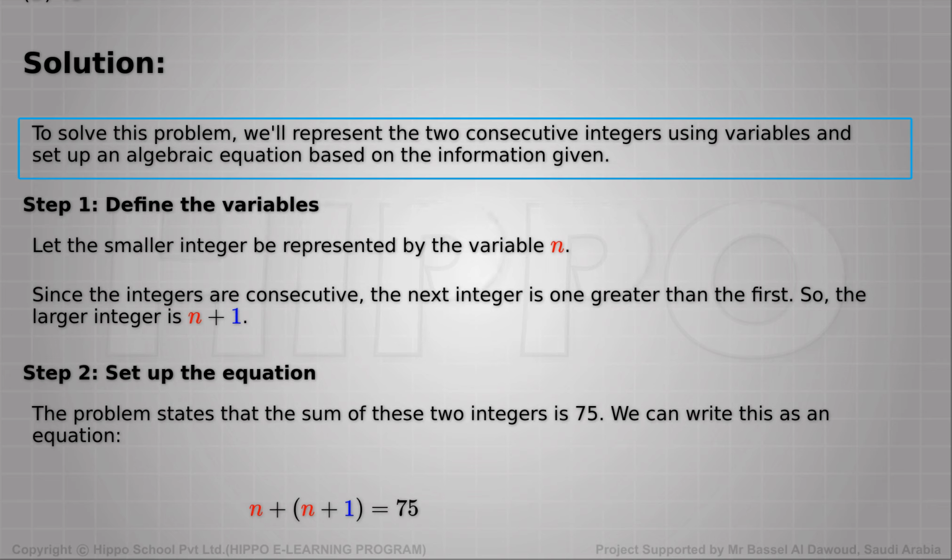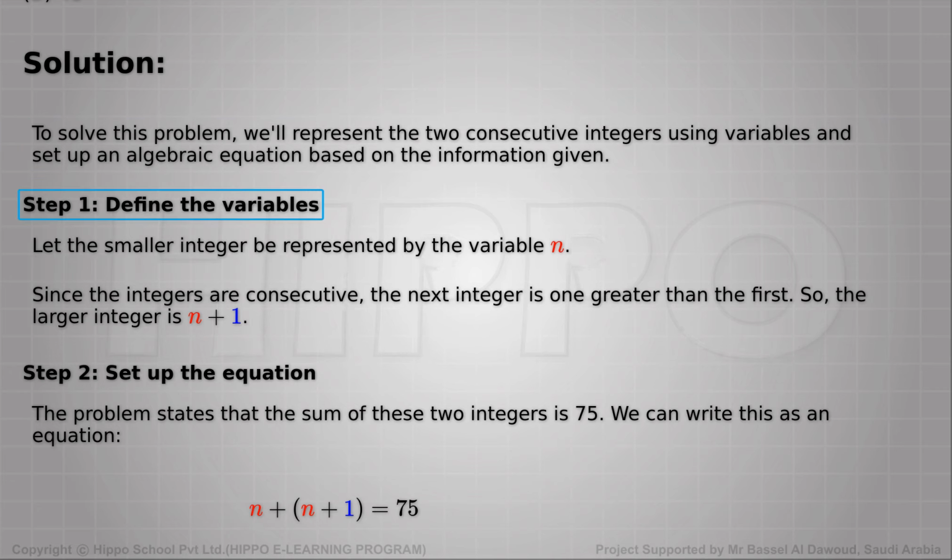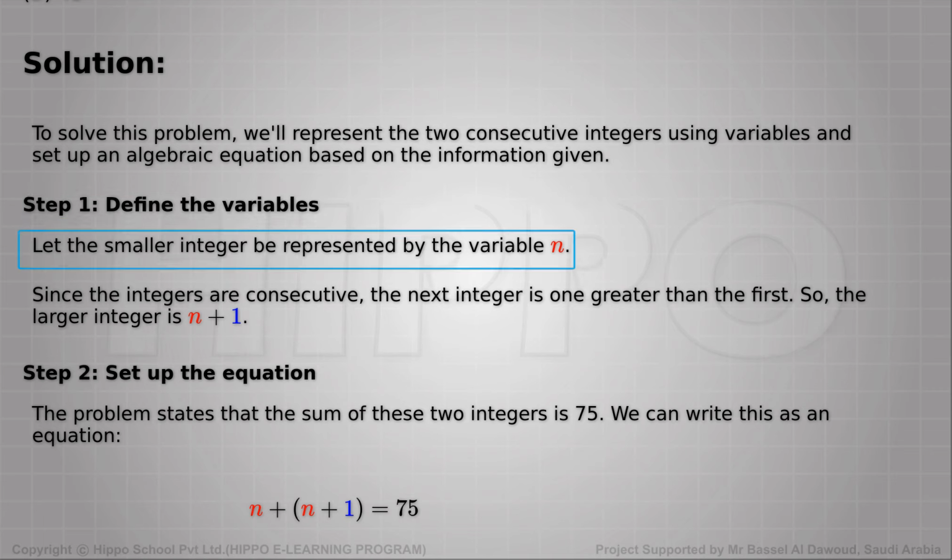In algebra, we use variables to represent unknown numbers. So as you see on the screen, we'll call the smaller integer n. Since the next integer is just 1 more than that, we can represent the larger integer as n plus 1. This is the most important first step to setting up our problem correctly.